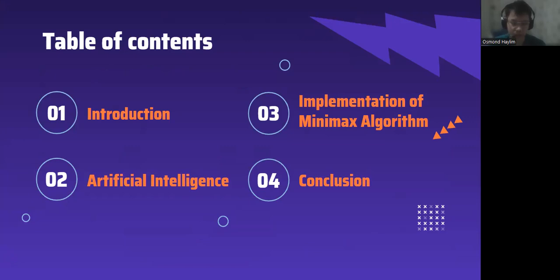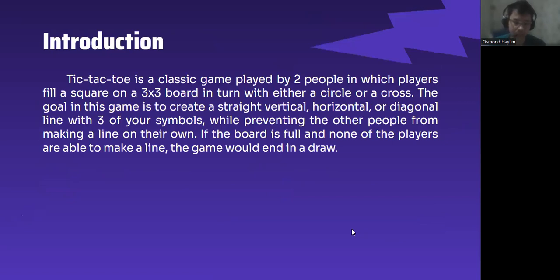In this talk about implementation of Minimax algorithm, there will be an introduction, and then a definition of artificial intelligence, and then the explanation about implementation of Minimax algorithm, and the last one is the conclusion. So the first section is the introduction section.